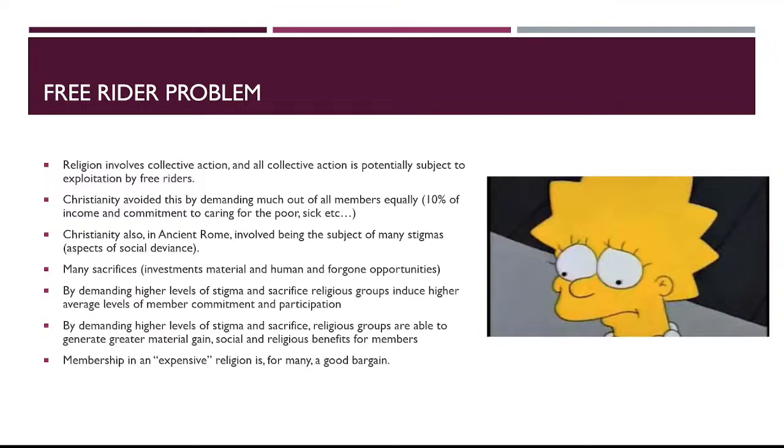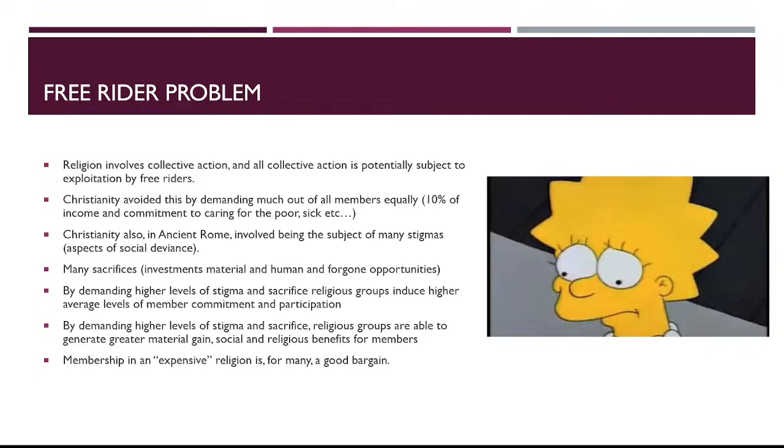In ancient Rome, it also involves a lot of social stigma, right? If you are a Christian, you're kind of socially deviant up until Constantine makes it a tolerated religion. So for the first few centuries of its existence, it's not a social benefit to you to be a Christian, it's a social detriment. So again, that's going to push away a lot of free riders, because if you're not a pagan, if you're one of these weird Christian people, that is going to be a social detriment to you. You're going to forego opportunities. You might have to give up wealth or material or human opportunities, all these sorts of things, because you're part of this religion.